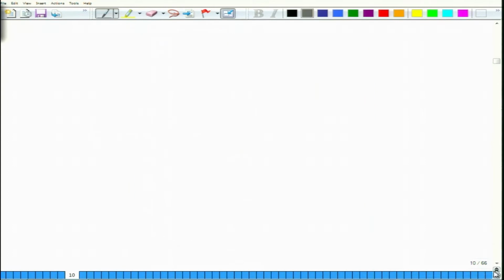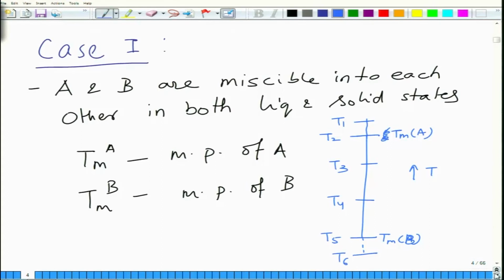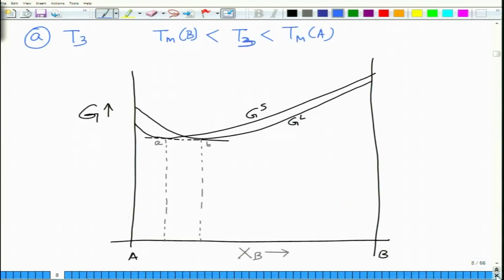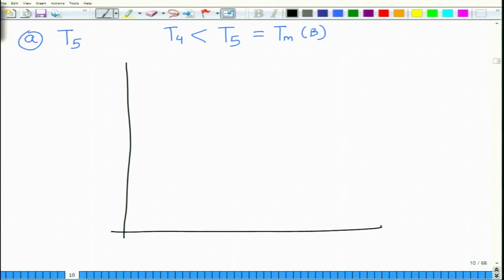Now, at temperature T5, if you look at one of the previous slides, T5 is the same as Tm of B. So, what we are saying here is T5 is equal to Tm of B. So, obviously, it is higher than T4. Okay. So, when I now draw the free energy versus composition plot, this is capital A, this is G, all right.